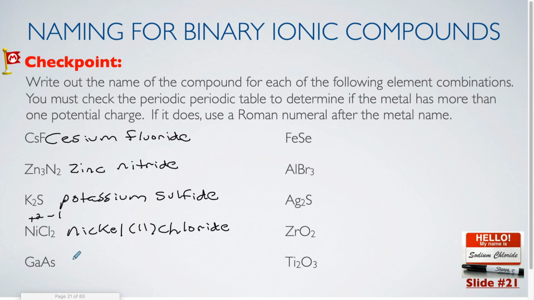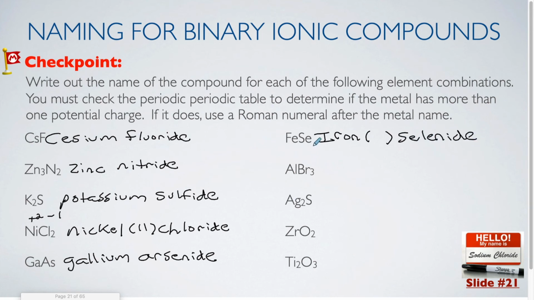For our next example, we have Ga, which is gallium, and As, which is arsenic. Arsenic would become arsenide. Moving on to this side, we now have Fe, which is iron. Iron has more than one charge, so I need a parentheses. Selenium will become selenide.